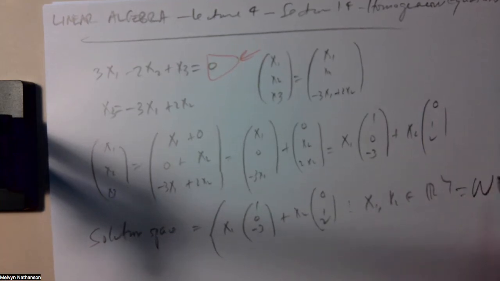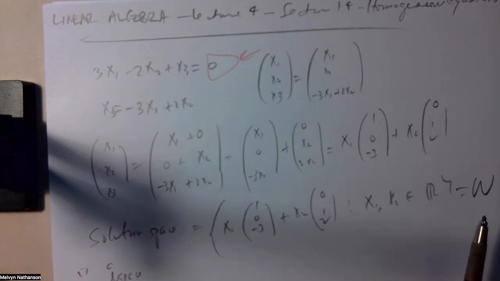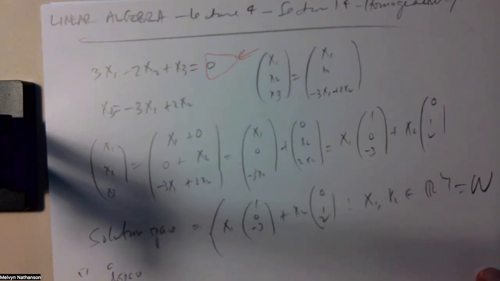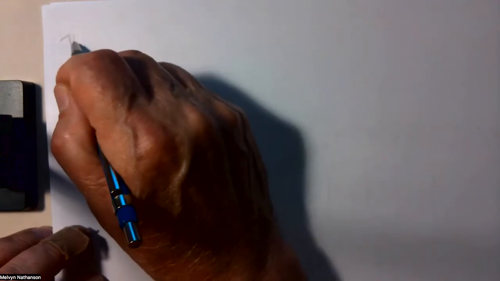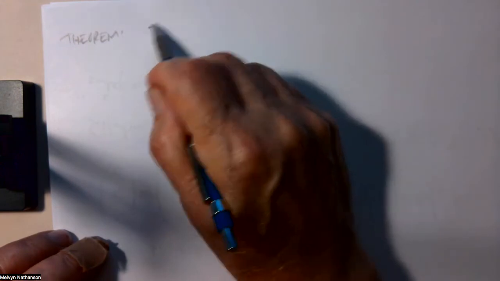And this is a subspace. This set of vectors is closed under vector addition and scalar multiplication. So for a homogeneous equation, we always get a subspace of our vector space. That's really the most important observation. And this is stated as a theorem in the following way.